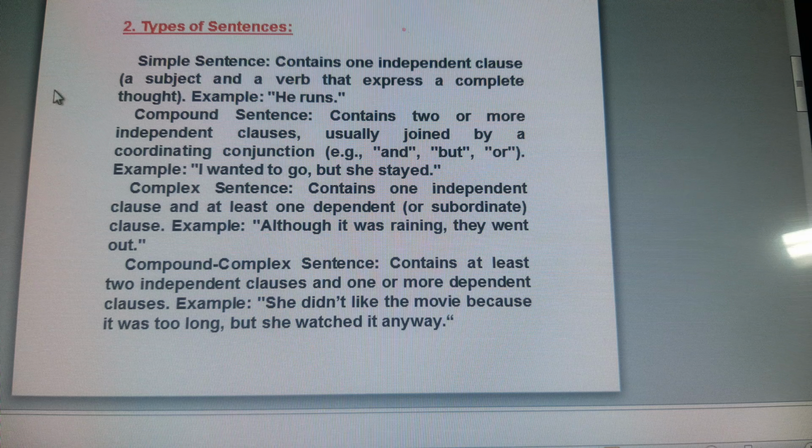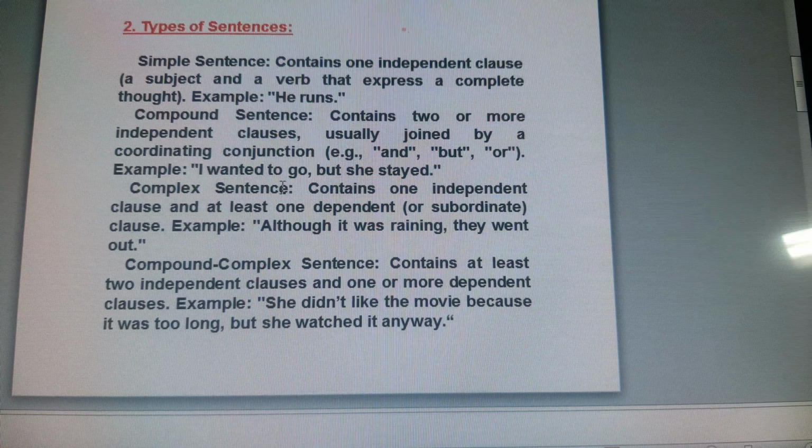Now I am going to second slide and follow my words. Number two, types of sentences. Simple sentence contains one independent clause, a subject and a verb that express a complete thought. Example: he runs. Second, compound sentence contains two or more independent clauses, usually joined by a coordinating conjunction. For example, and, but, or, etc.